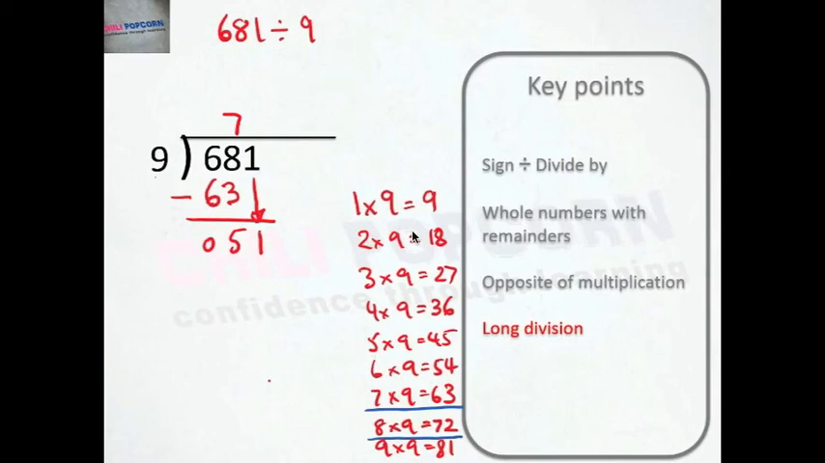So I go down my 9 times table, and let me use a green color pen. 5 times 9 is 45. 6 times 9 is going to be 54, so that 54 is bigger than 51, so that's not going to work. Therefore, I know that 5 times 9 is 45. So I put 5 over here, and then say 5 times 9 is 45. I take away 45 from 51.